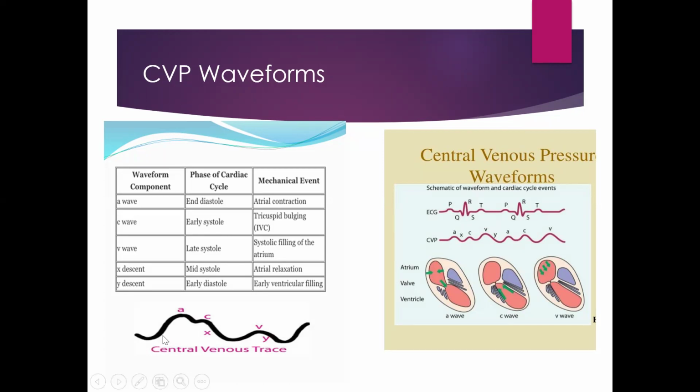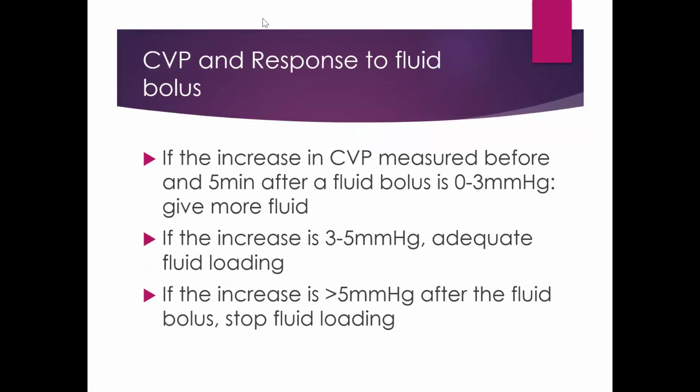If you're asked, this is how the central venous tracing looks. I think you should practice it and let it become second nature to you. Most of the time, central venous pressure, like I mentioned, is used to assess the right atrial pressure, which corresponds to your central venous pressure. It is also used to assess fluid status and response to fluid bolusing.